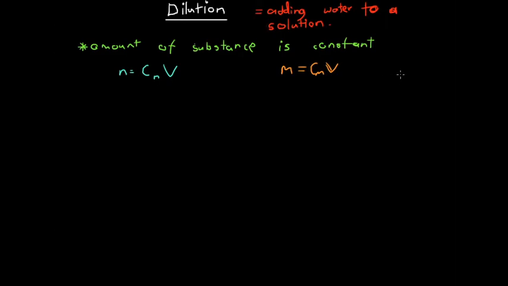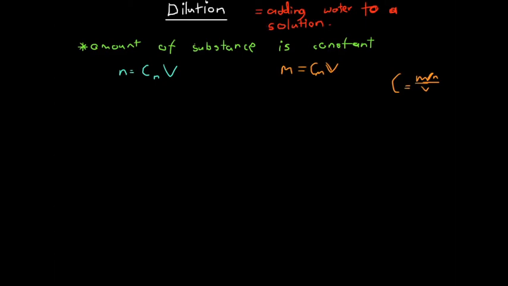This is just a rearrangement of the standard C equals M over V, or C equals N over V. Those are the two formulas, and we can rearrange them to get both of these. This allows us to calculate the amount of substance in a solution to begin with. If these are the initial concentration and the initial volume, then we can figure out the initial number of moles or the initial mass of substance in the solution. That's where we start using the idea that the amount of substance is constant.